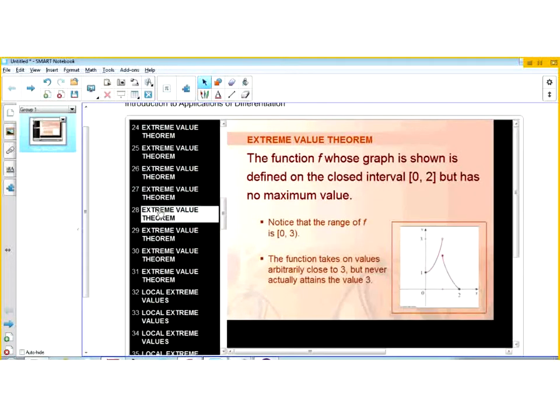So what's next with EVT? Okay, so here's the explanation. This function is defined on a closed interval, but it has no maximal value. And so they say the range is 0 to 3. I would say 0 to 2. No, the range, the output. Okay, yeah. The range is 0 to 3, and notice that 3 is not included. And the function takes on values arbitrarily close to 3, but never actually attains the value 3.